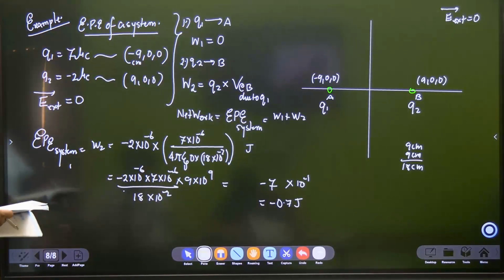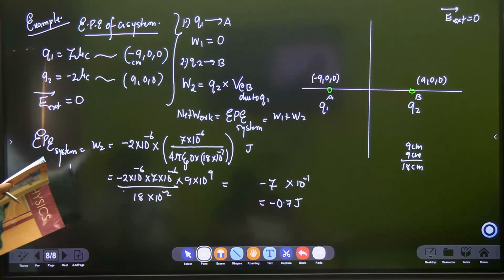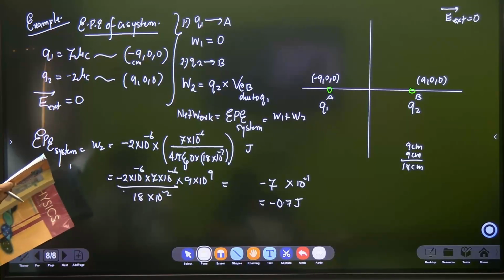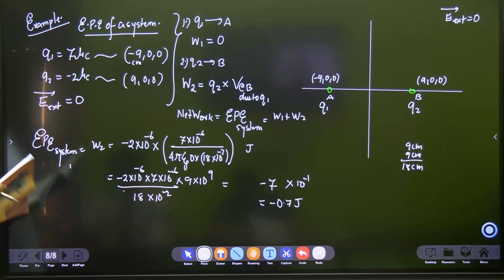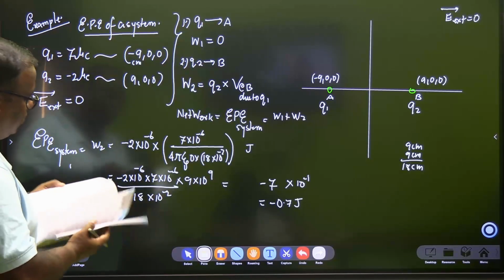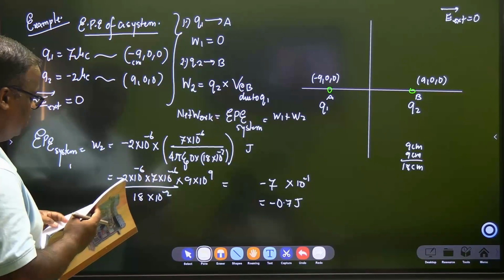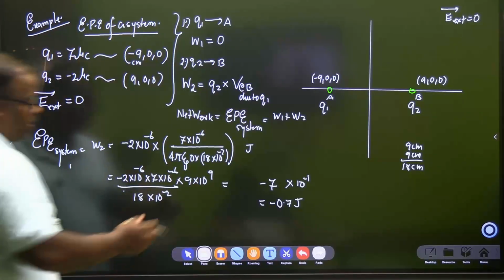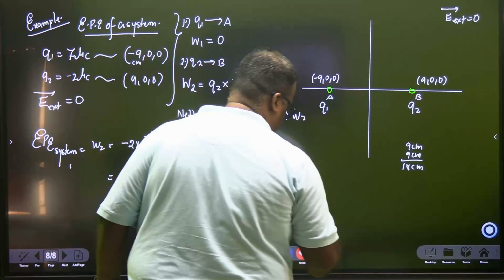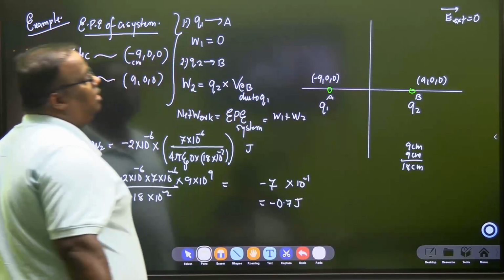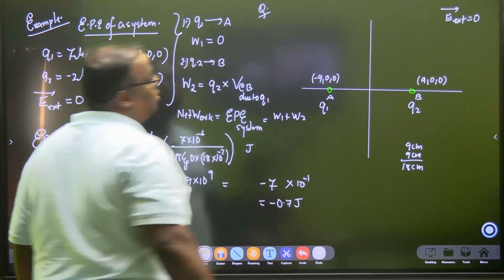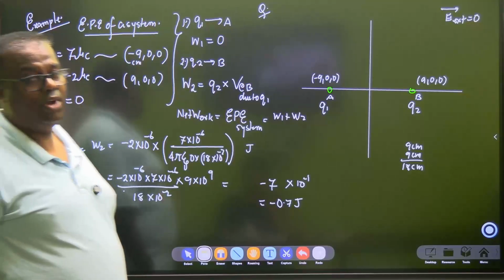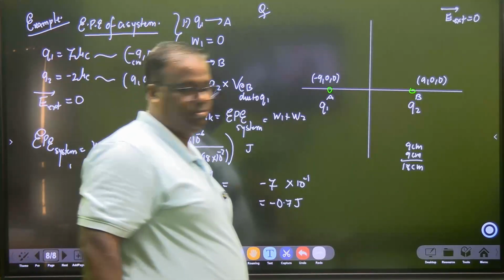Now, the second part. How much work is required to separate the two charges infinitely away from each other? Now the two charges have to be separated infinitely away from each other, and how much is the work done? Okay. Now see, the second question is interesting. The second question says, how much is the work done in moving the two charges infinitely away from each other?